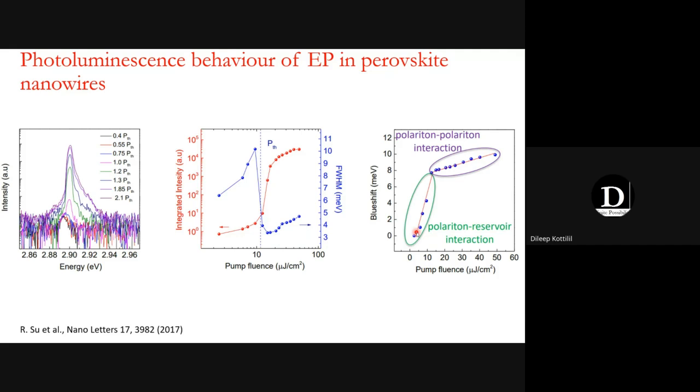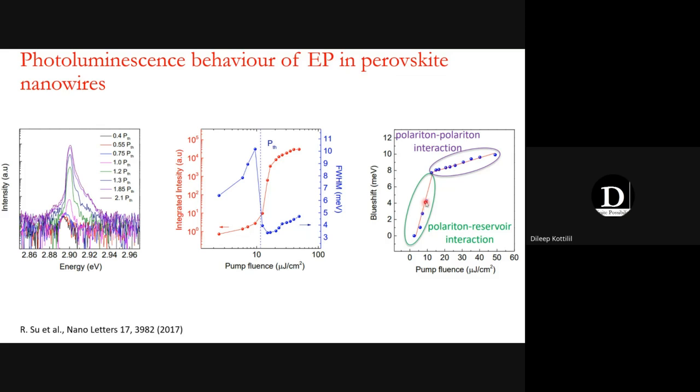It could be some other reason for this sort of lasing. But if there is a blue shift in the peak, then we know that there is some sort of different particles. It could be polaritons. It could be the polariton reservoir interaction.